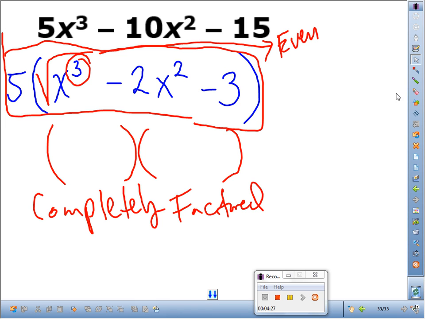My factors here are 5 times x cubed minus 2x squared minus 3. Those are my 2 factors. Why? Because aren't they multiplying right here? Yes, that's why they're factors. Let's go to the next one.